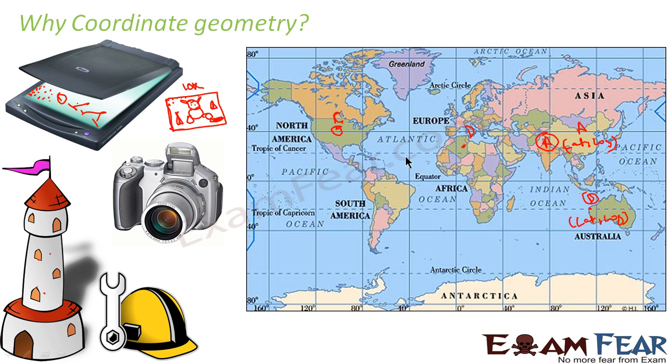So coordinate geometry is very, very helpful the moment you talk about points, the moment you talk about distance, the moment you talk about digital cameras. Coordinate geometry is very crucial. So I think with this you got a fair understanding of why we are trying to learn coordinate geometry and where we can use it in our real life.